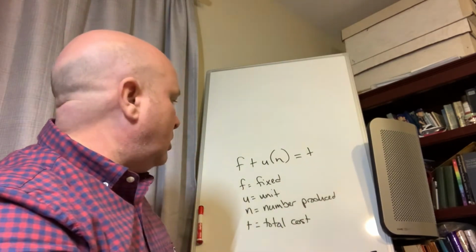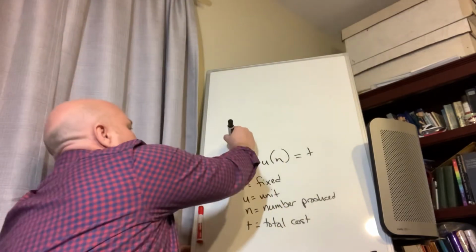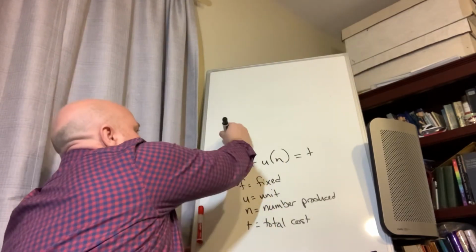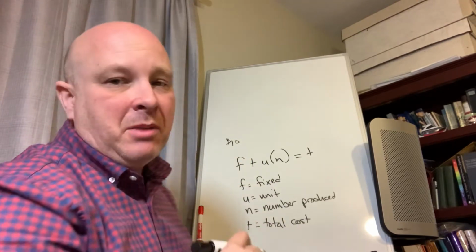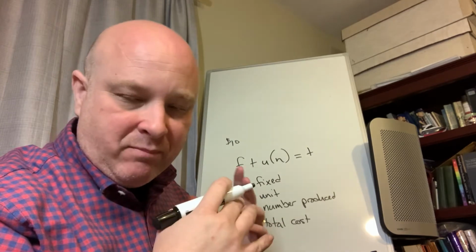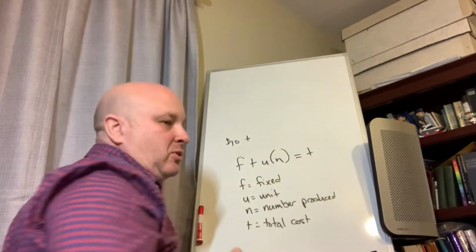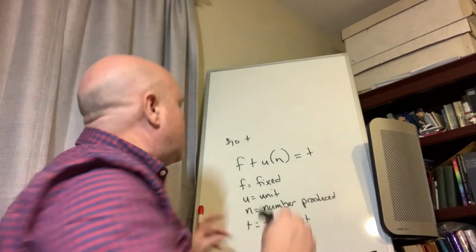So let's just do this one for fun. Let's say that my fixed cost is $10. Okay, my fixed cost is $10. It doesn't matter how many I'm going to make, $10. Okay, my unit cost is, let's say, $2.